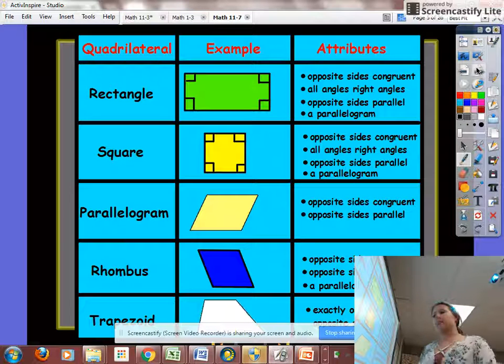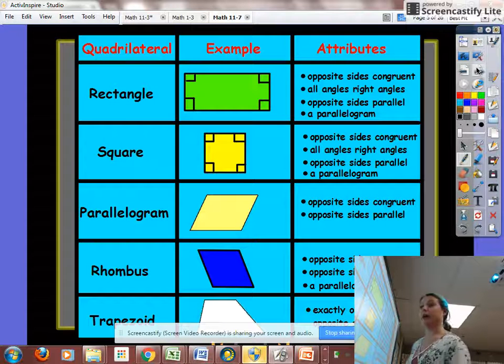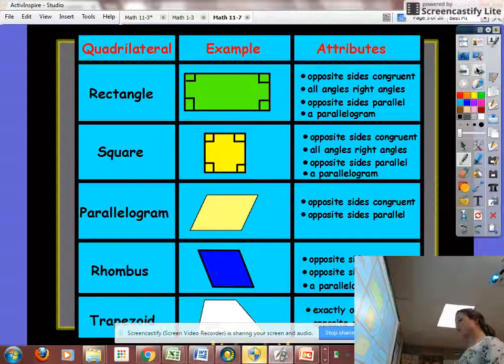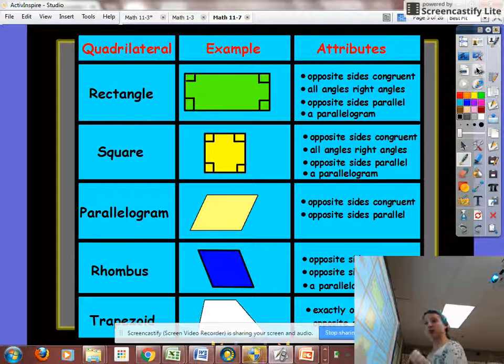We'll go more in depth, but a rectangle, all the angles have to be right angles. Opposite sides have to be congruent, which means opposite sides have to be the same. When you get down to the square, all the sides have to be the same, and all the angles are 90 degrees. Parallelogram, opposite sides are congruent and opposite sides are parallel. The rhombus, opposite sides are congruent, opposite sides are parallel, and it's a parallelogram, which is helping me out with the hierarchy. We'll talk about it. Trapezoid, there's exactly one pair of opposite sides that are parallel. So we'll get more in depth about that tomorrow.